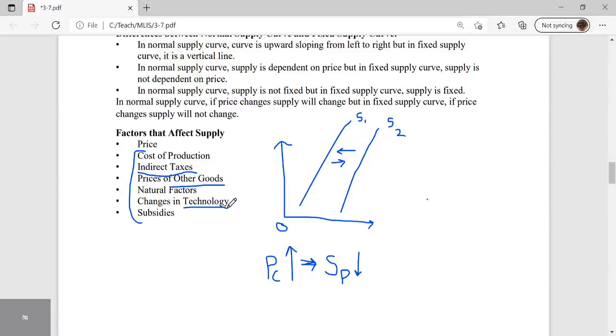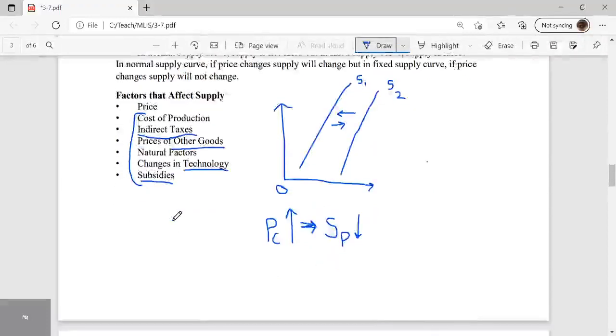Okay, and next we have subsidies. Subsidies are a help or a grant or some money from the government. This is very motivating for the supplier because it reduces the cost of production, because the government is bearing a part of the cost of the producer. So this will definitely reduce the cost of production, increase profit, and increase the supply. The government provides subsidies basically to encourage production of a particular good.